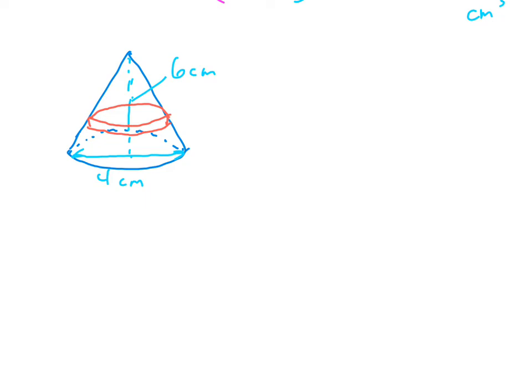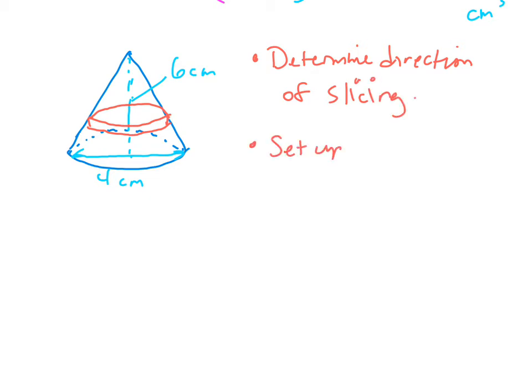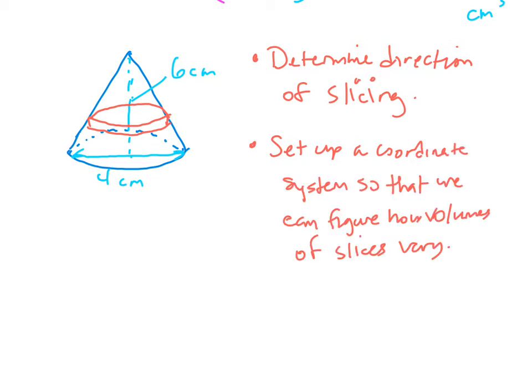We usually make it based on what will make the calculus and the algebra as easy as possible. So we determine the direction of slicing, but then we need to set up, roughly speaking, a coordinate system so that we can figure out how volumes of slices vary. Okay, so to illustrate, in this particular case, this slice is, I don't know, pretty big.